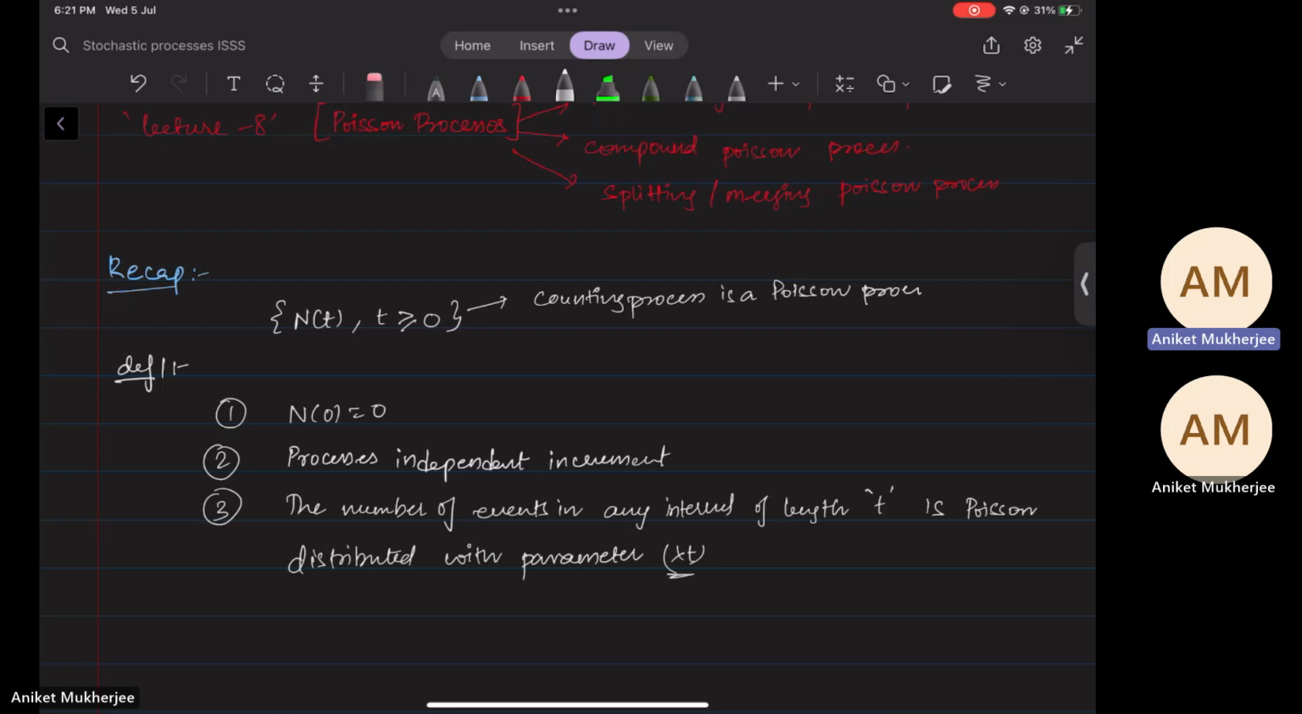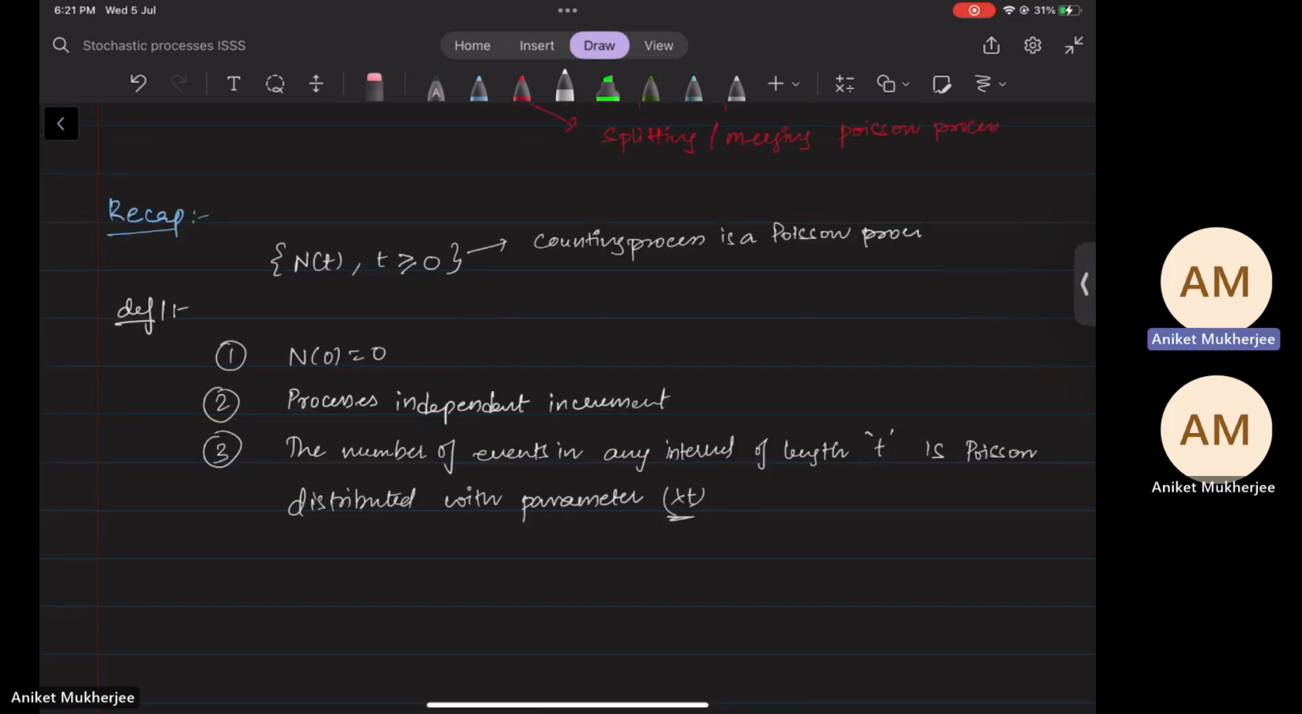So as you increase the length of the interval that you're observing, the expected number of events that will happen in that interval will increase, because now you're covering more area, so the probability that your event will occur in a bigger area is very high. So mathematically, the third point can be written as probability of N(t+s) minus N(s) equal to n.